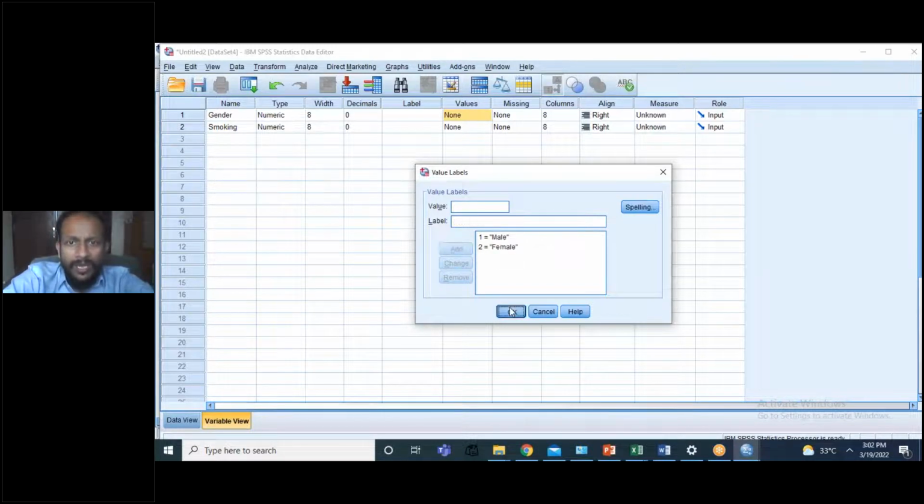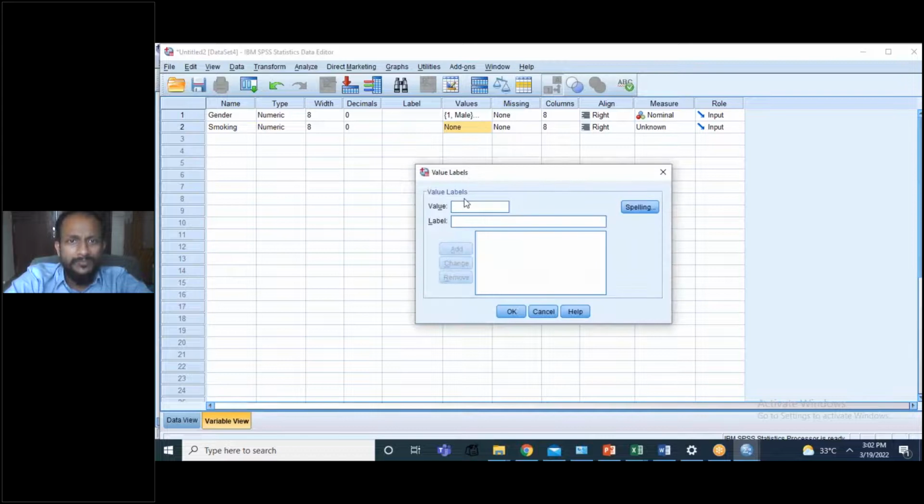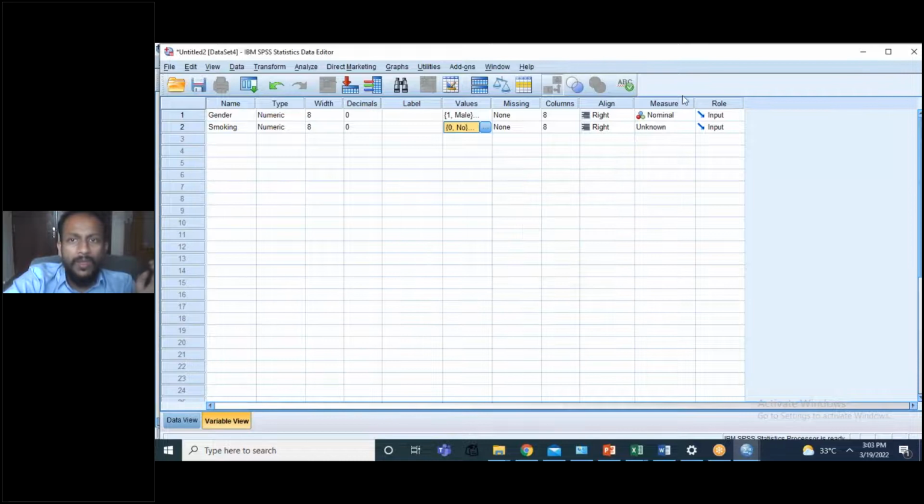The level of measurement is nominal, so obviously we can't use a parametric test. We have to use a non-parametric test. For smoking, one indicates yes, I do smoke, and two indicates no, I don't smoke. Or maybe I can use one for yes and zero for no. Here too it is nominal.